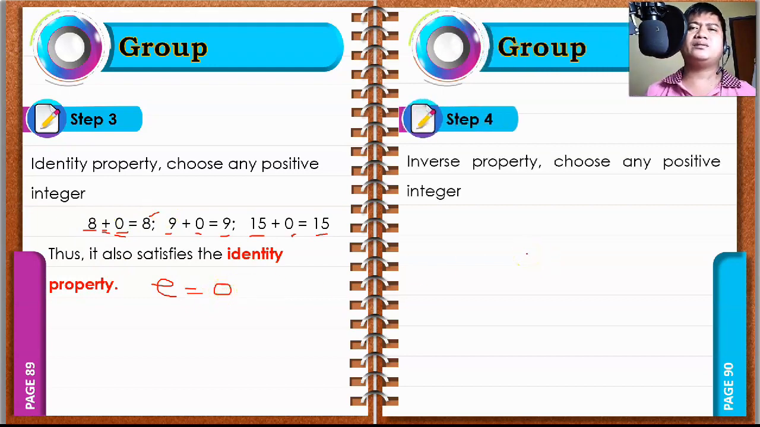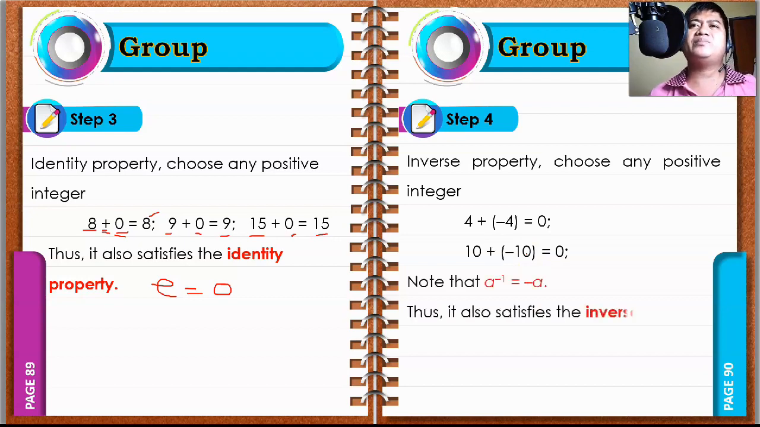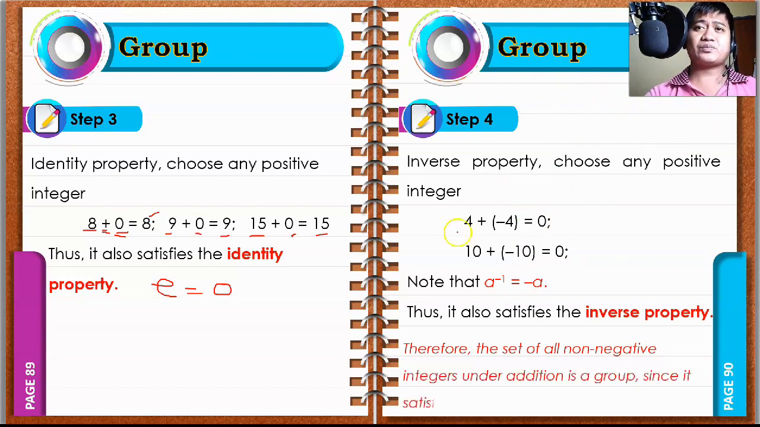And finally, we need to determine the inverse element. Applying the inverse property, we choose any integer, and we need to add another integer so that the result is the identity element. For example, if we have 4, we need to add negative 4 such that the result is the identity element. And if we have 10, we need to add negative 10 such that the result is the identity element. Take note that the inverse element under addition is negative a. Because for 4, the inverse is negative 4, and for 10, the inverse is negative 10. Thus, it also satisfies the inverse property.